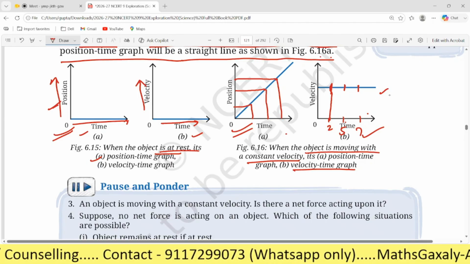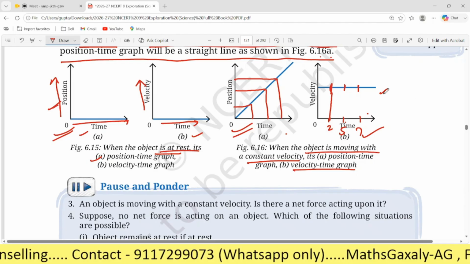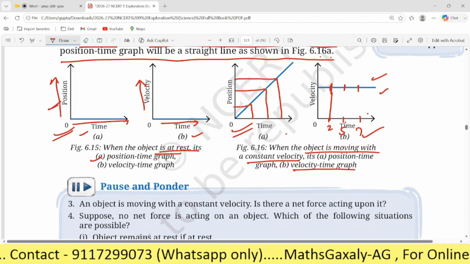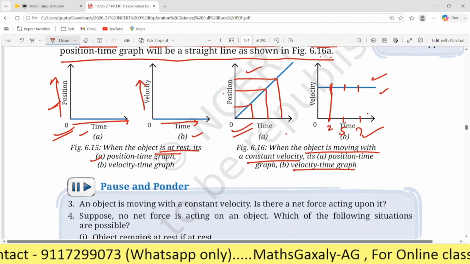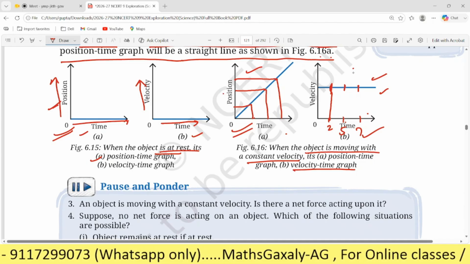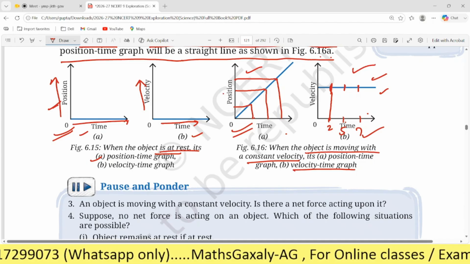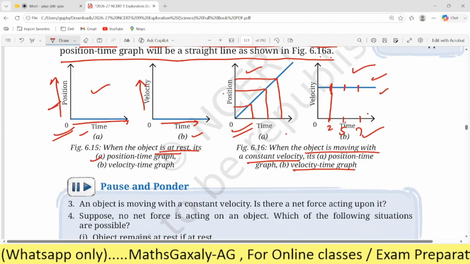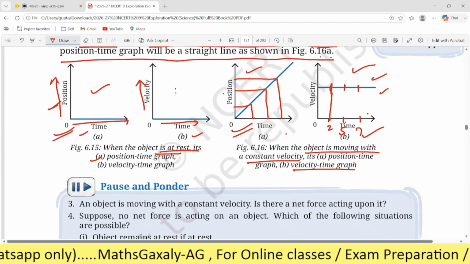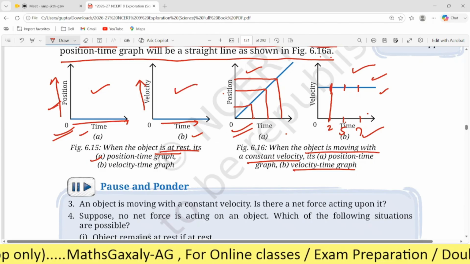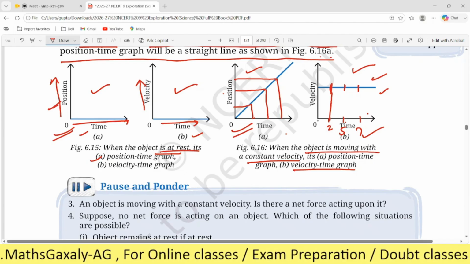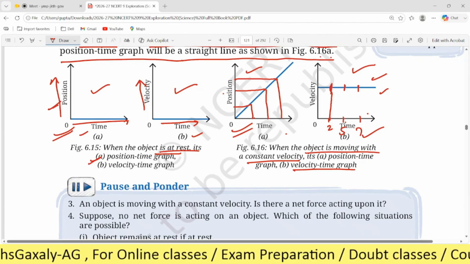So now, these are all for constant velocity, right? Here the time-position graph for constant velocity. It is the time-velocity graph for constant velocity. Here is the time-position graph for when the object is at rest. It is the time-velocity graph for when the object is at rest. So please draw these four graphs and write these points. Okay.